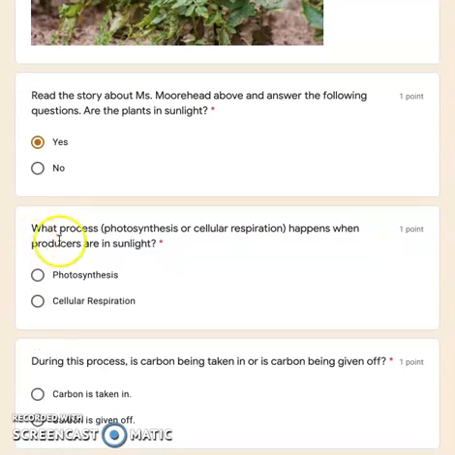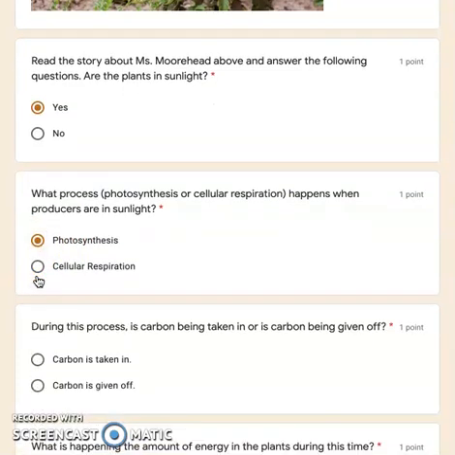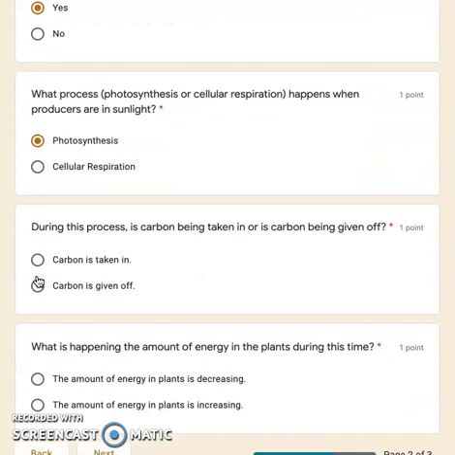What process, photosynthesis or cellular respiration, happens when producers are in sunlight? That's the key word where it says producers. We know that cellular respiration happens in daylight and nighttime, but here the question is specifically asking us about producers. So plants, when they're in sunlight, we know they go through photosynthesis because sunlight is needed for photosynthesis.